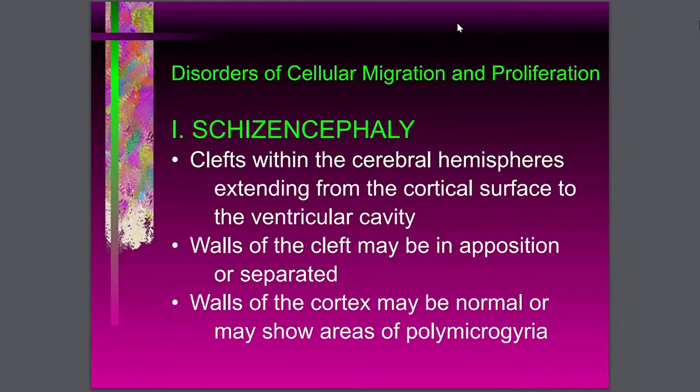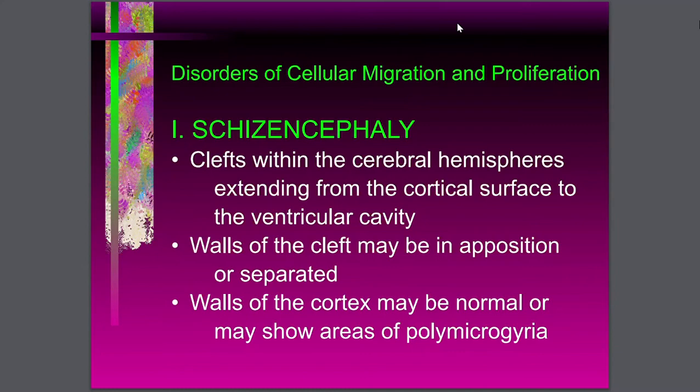So schizencephaly is a cleft within the cerebral hemispheres that extends from the cortical surface down to the ventricular cavity. So it is a cleft within the cerebral hemispheres that connects the cortex to the ventricles. No? So it connects the two structures. So the walls of the cleft may be in apposition or separated. So if we say apposition, the cleft is touching, then it may be a closed lip schizencephaly. And if the walls of the cleft are separated and apart, we call it open lip schizencephaly, no?